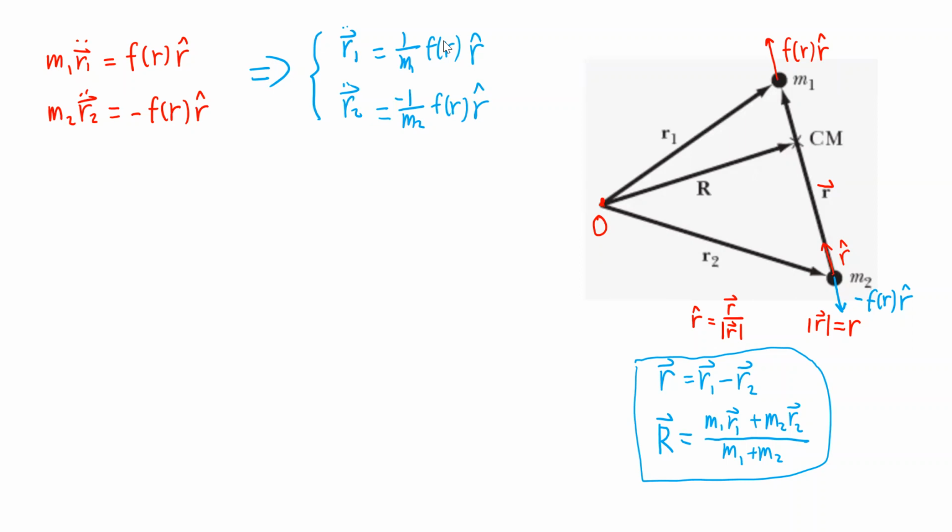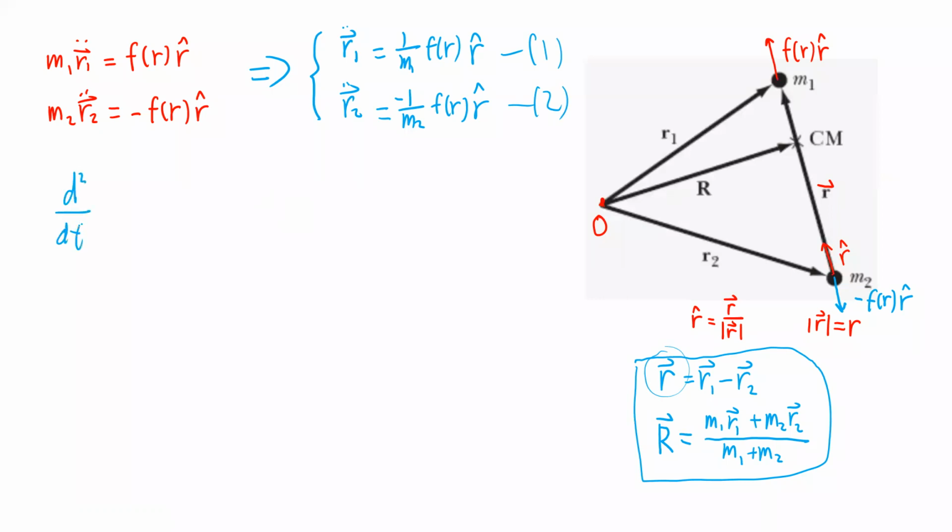Now what I'm going to do is take these two equations and try to find a differential equation for this R. I have the differential equations for R1 and R2, so it's actually easy to find one for R. I just need to subtract the two equations. This is 1, this is 2, so if I do 1 minus 2, then I have the following.